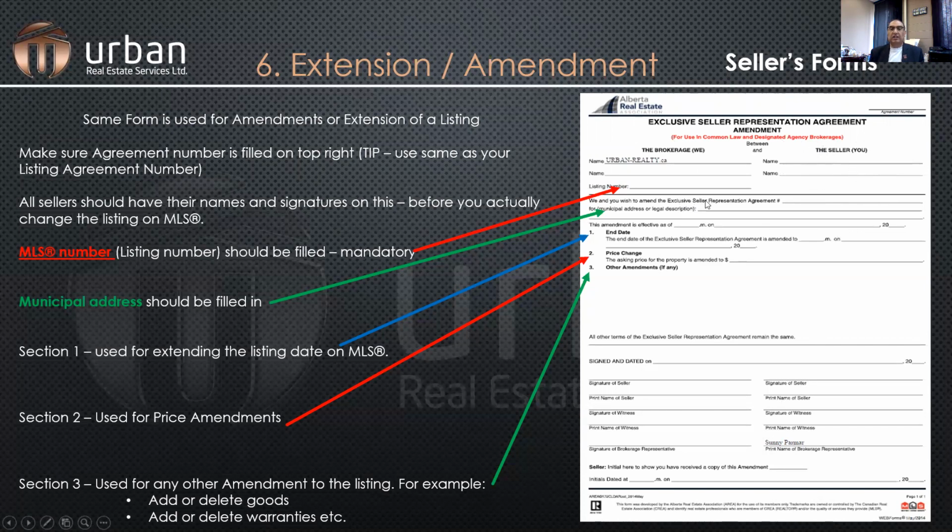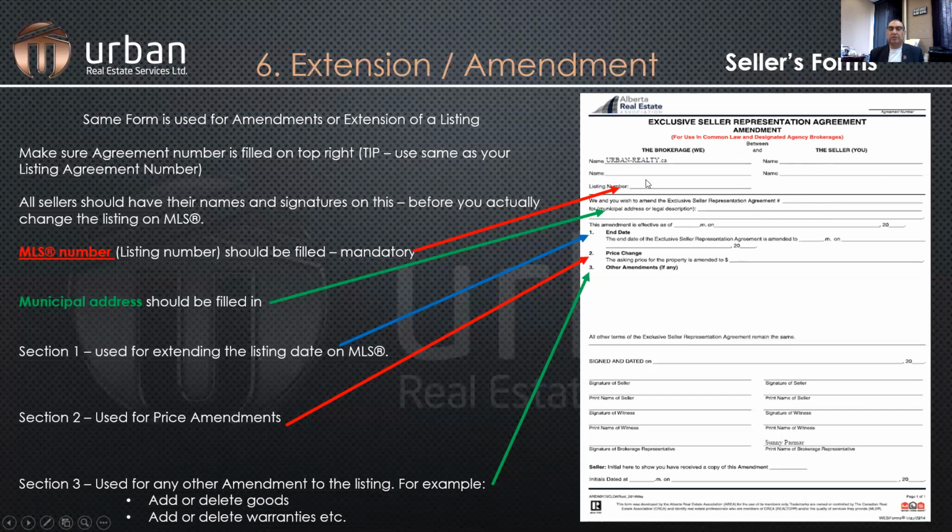So after those seller names, your listing number, this is the MLS number. It has to go here, mandatory. Then this could be the repetition here. Don't worry about it. This was your listing agreement number. That's fine. So now you know this becomes part of that listing agreement, and it's here as well.